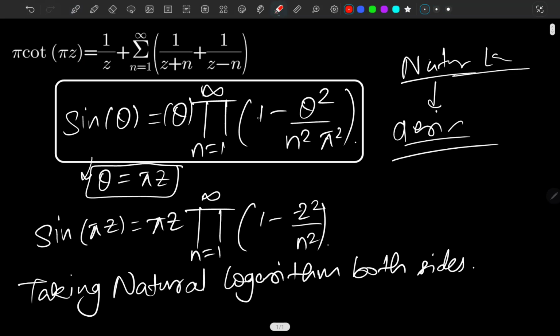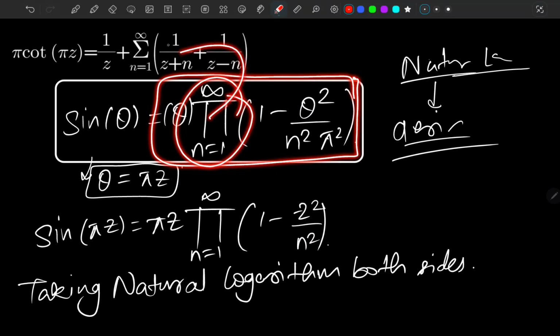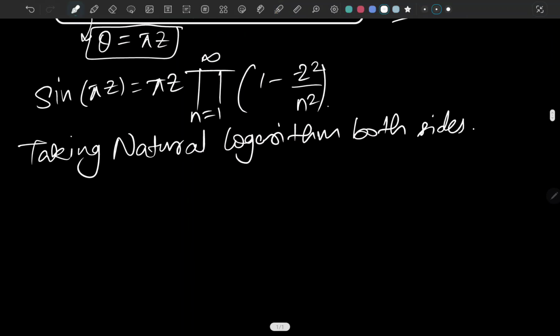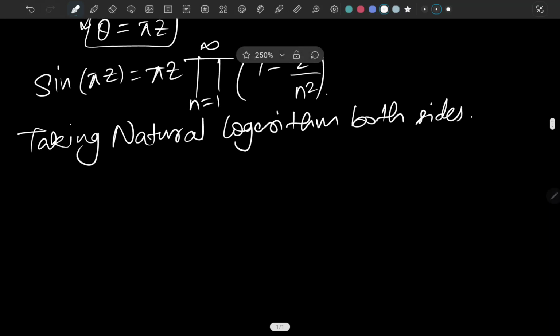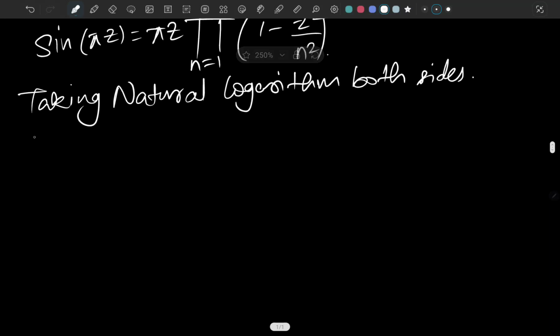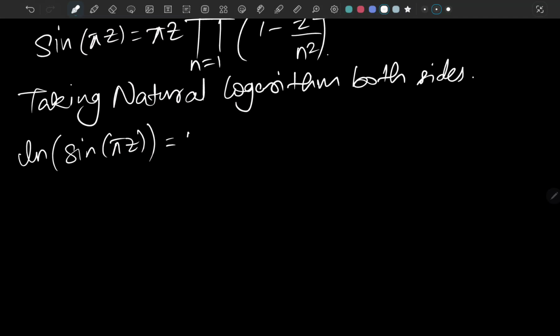But it's amazing to notice here, because if I didn't have the idea of the logarithm, I would not be able to convert this infinite product into this infinite sum. How crazy is that, guys? Okay, let's take the natural logarithm. So ln sine of pi z equals ln of this big chunk of things.